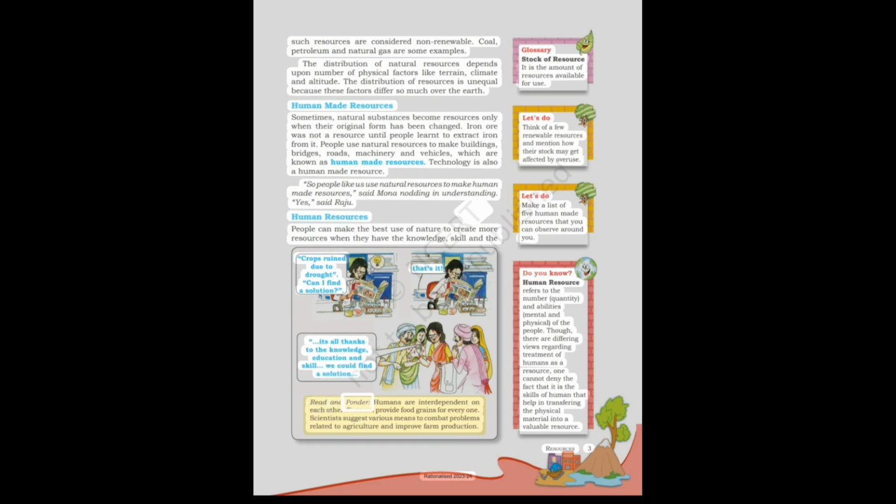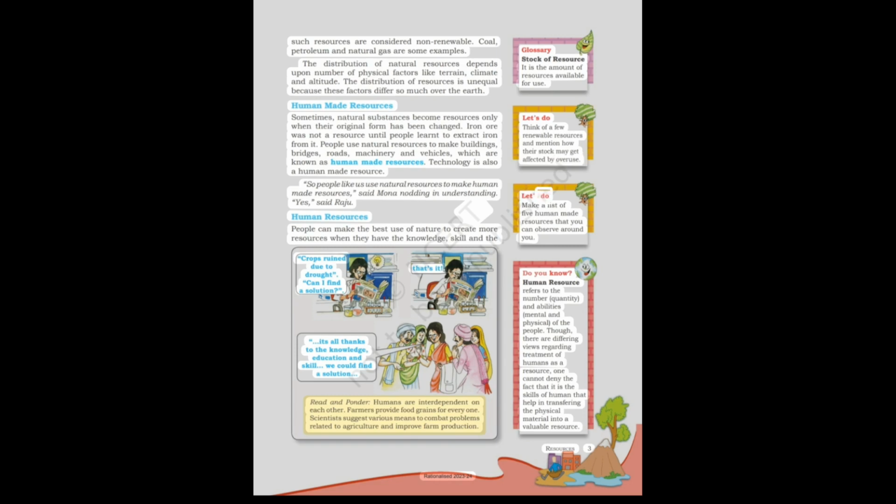Read and ponder. Humans are interdependent on each other. Farmers provide food grains for everyone. Scientists suggest various means to combat problems related to agriculture and improve farm production. Glossary. Stock of resource. It is the amount of resources available for use. Let's do. Think of a few renewable resources and mention how their stock may get affected by overuse.